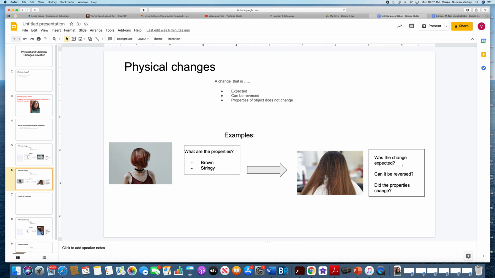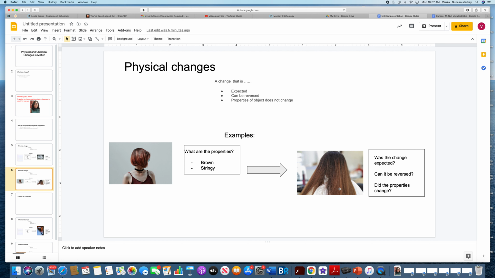Was the change expected? If we cut our hair, do we expect it to grow back? Yes, we do. Can it be reversed? Yes, if I cut my hair, eventually it will grow back, so it will reverse. Did the properties change? Let's see. Is it still brown? Yes. Is it still stringy? Yes.